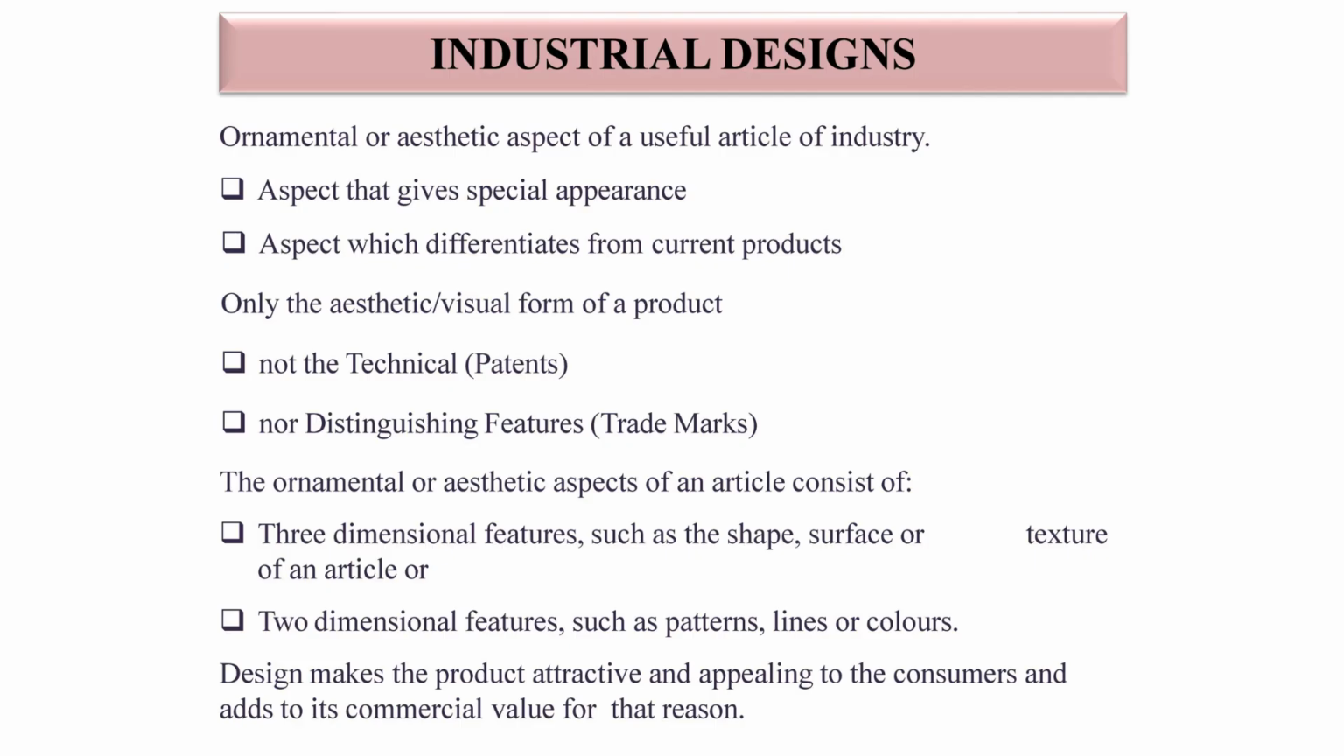Industrial design protects only the aesthetic or visual form of a product, not the technical aspects, that's patents, nor distinguishing features, that's trademarks. The ornamental or aesthetic aspects of an article consist of three-dimensional features such as the shape, surface, or texture of an article, or two-dimensional features such as patterns, lines, or colors. Design makes the product attractive and appealing to the consumers and adds to its commercial value.